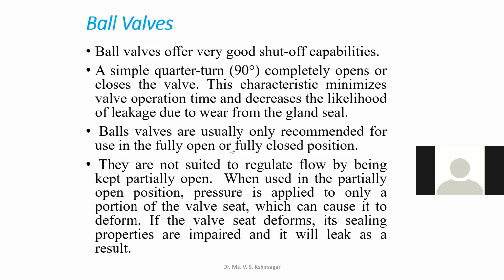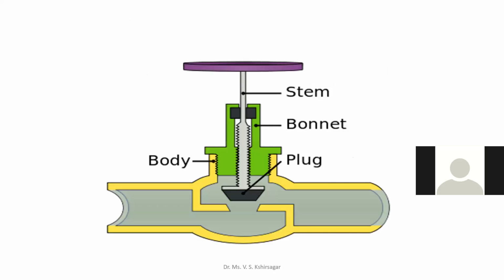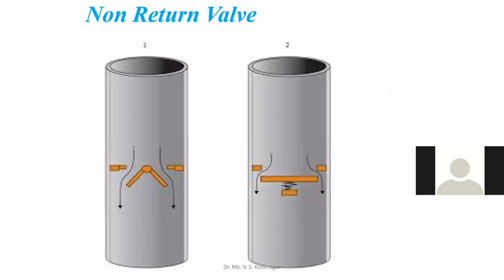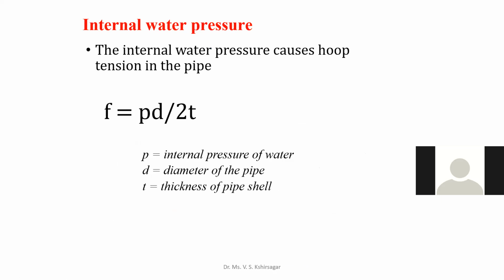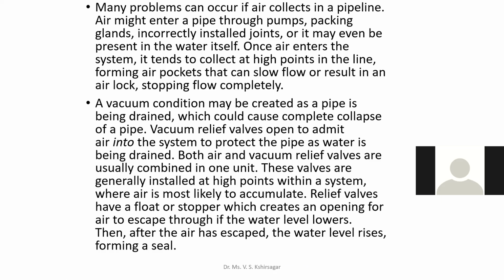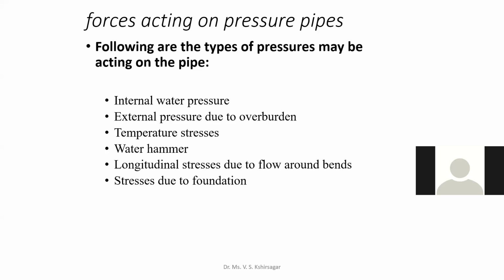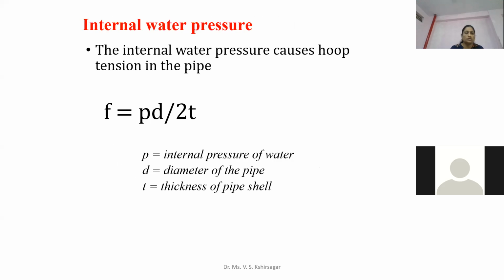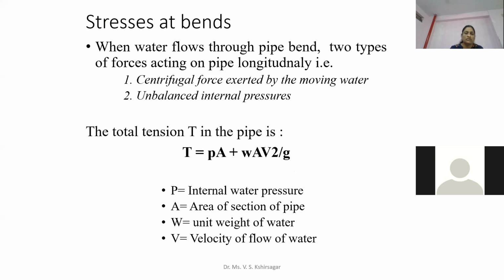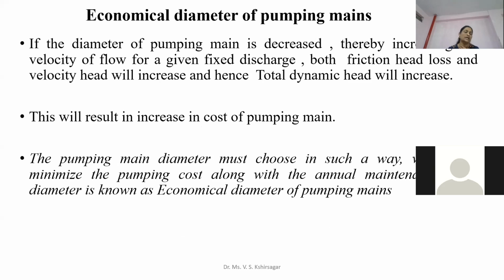Okay, so where we are, the walls were completed, no? All the walls we have finished. Then we have discussed the stresses acting upon the pipe. What are the different stresses acting upon the pipe? These are the internal water pressure, external pressure due to overburden, then temperature stresses, then water hammer pressure, then longitudinal stresses due to flow around bends, and stresses due to foundation. So this part we have discussed, and I think we have started the economical diameter of pumping main.